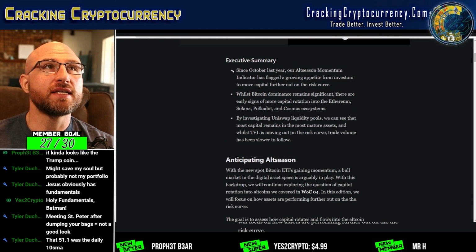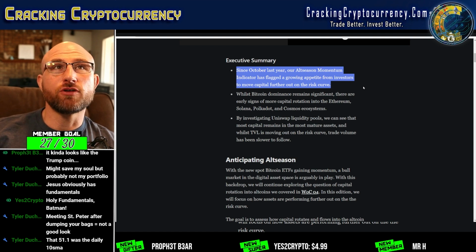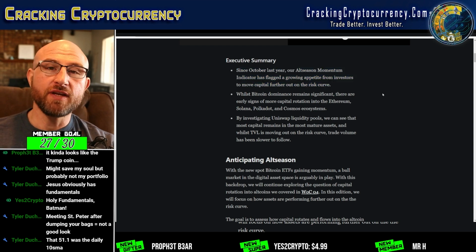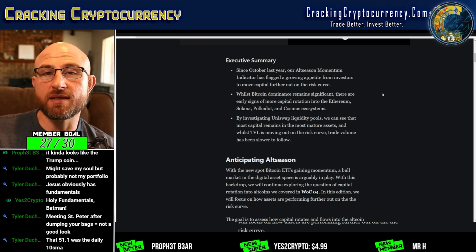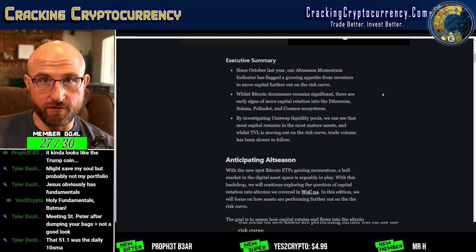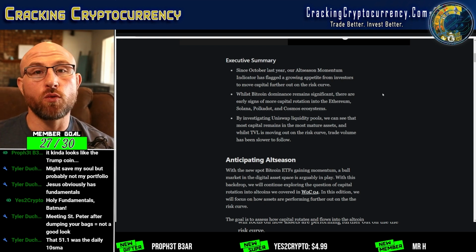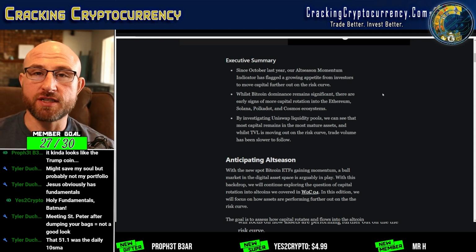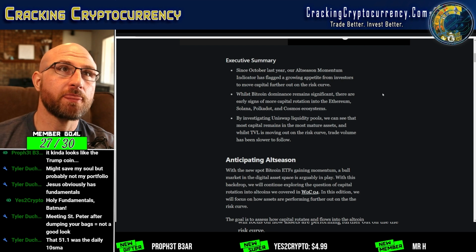All right, so the executive summary here is since October of last year, Glassnode's alt season momentum indicator has flagged growing appetite from investors to move capital further out on the risk curve. What does that mean, further out on the risk curve? Moving capital further out on the risk curve means diversifying your initial cryptocurrency holdings that would be something more stable like Bitcoin, Ethereum, and stablecoins, for example, and beginning to sell profits from Bitcoin and use those profits to invest in more alternative and riskier assets, things like Solana or Arbitrum or Optimism. And then, of course, you can extend that even further. For example, individuals cycling profits out of those assets and moving them into riskier DeFi positions.